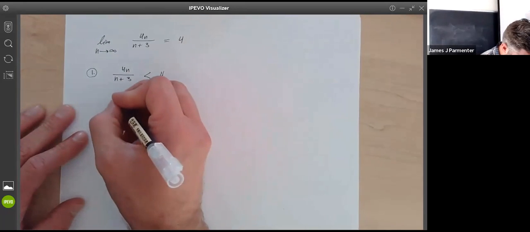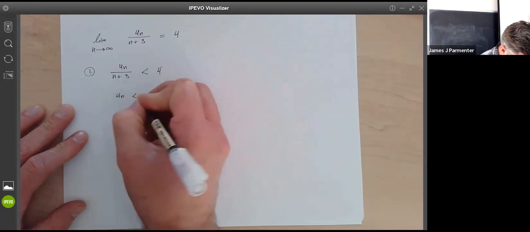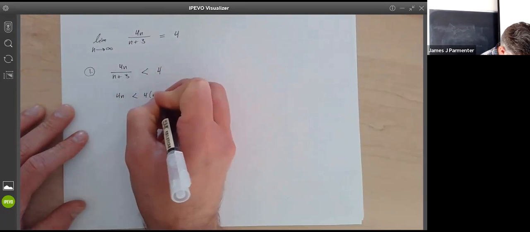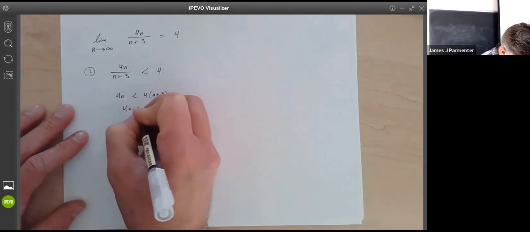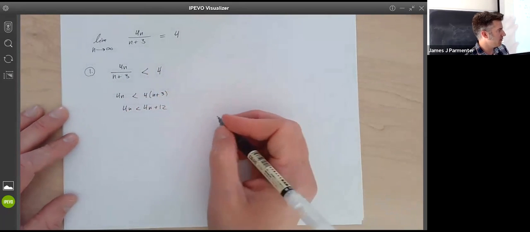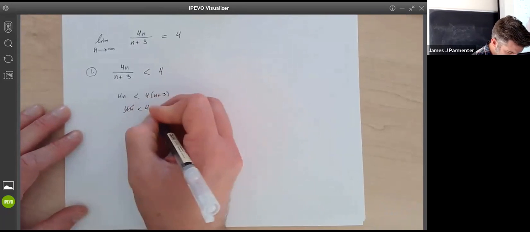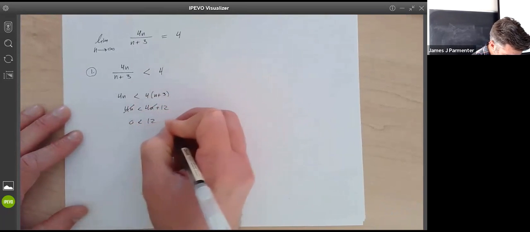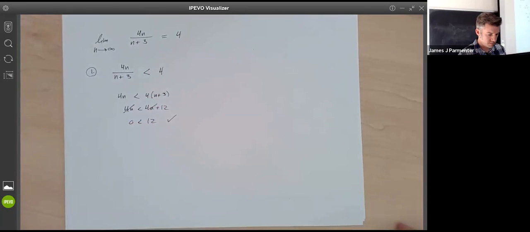Let's check. Multiply both sides by n plus 3. Yep, that seems pretty clear. 4n is definitely less than 4n plus 12. Those cancel. 0 is less than 12. We're good to go. You could have picked a larger number. I picked 4 because it's the nicest one.